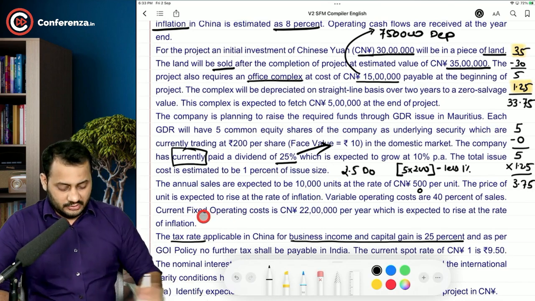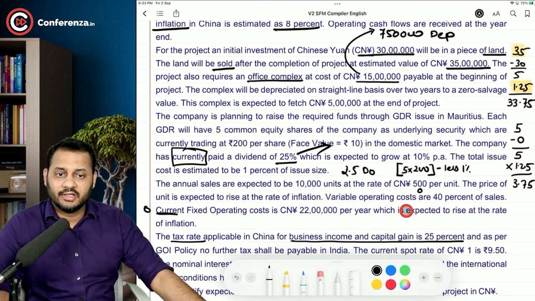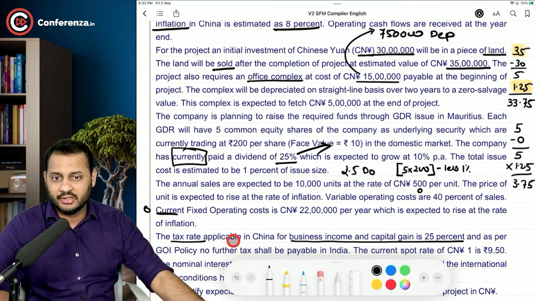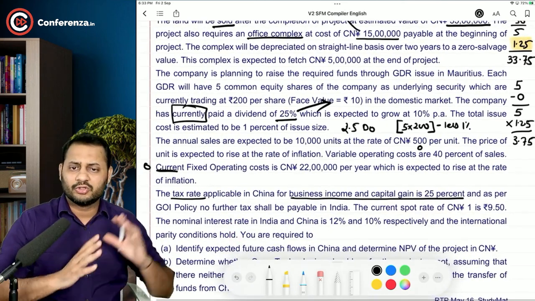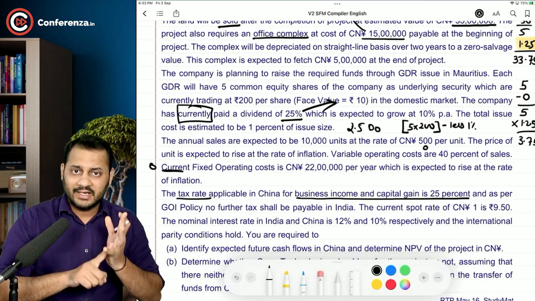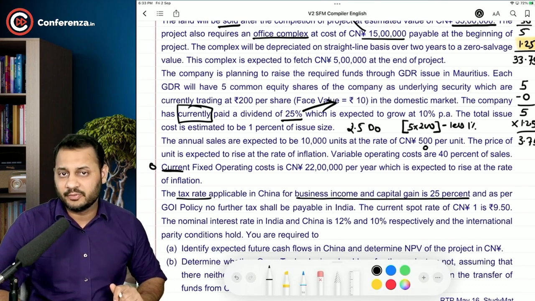Okay. Current, at 0 time, current fixed cost is 22 lakhs per year, which is also expected to rise at a rate of inflation, which is 8%. Okay. So there are two things, almost all the things, like selling price, variable cost and fixed cost, everything is increasing at 8% per annum.